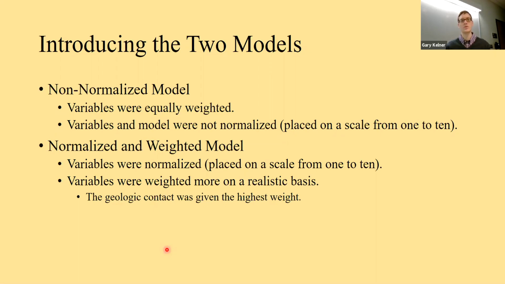The second model that was created was the normalized and weighted model. This model is where variables were normalized, or placed on a scale from 1 to 10. The variables were weighted more on a realistic basis. The geologic contact was given the highest weight out of all of the variables used in this model.